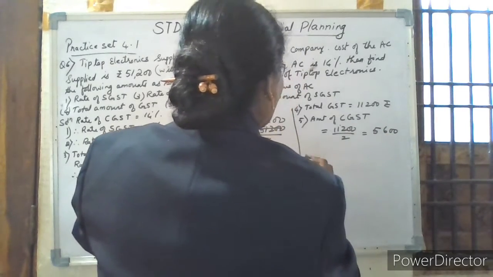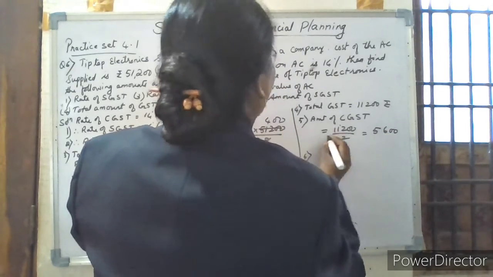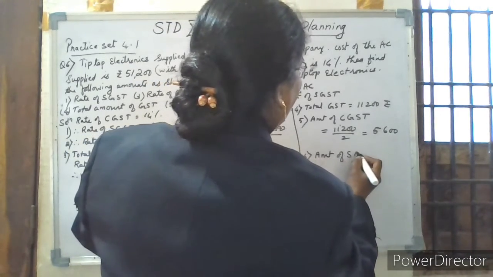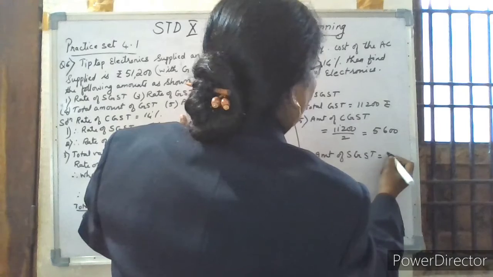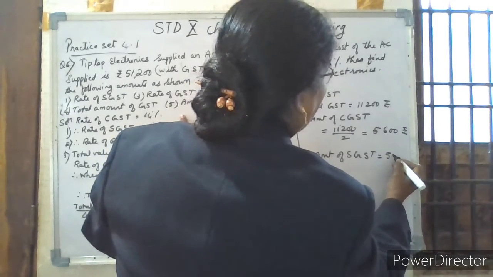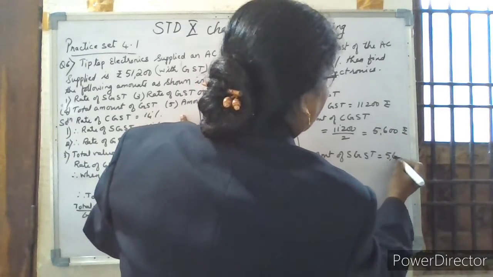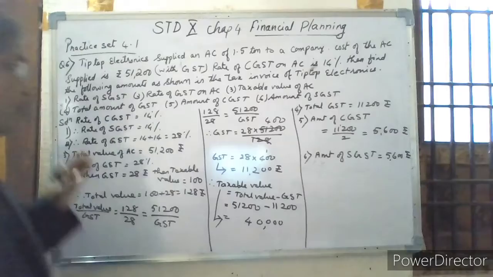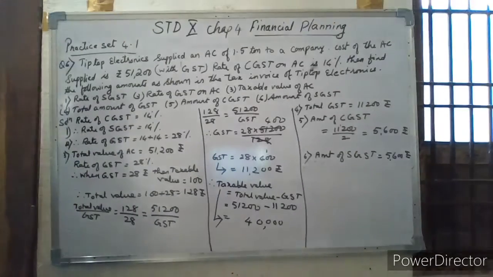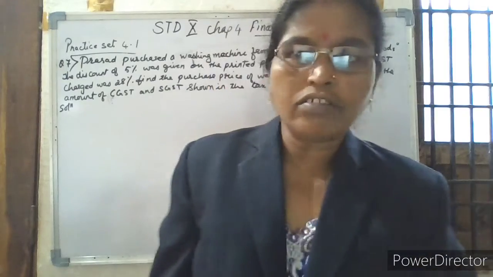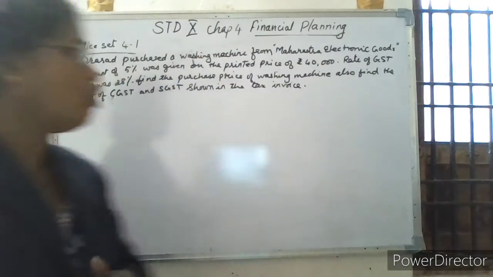So sixth question, amount of SGST. Amount of SGST is also equal to 5,600 rupees. This is the solution. We have solved all the questions one by one. Now let us solve the seventh question, the last question of this practice set.